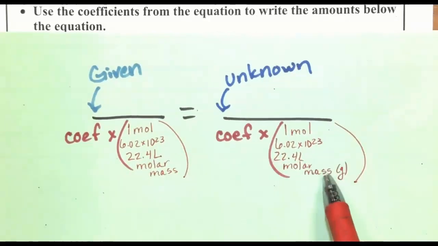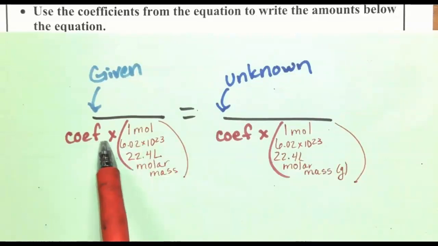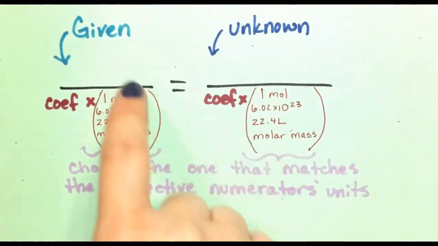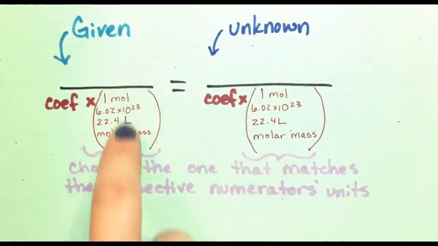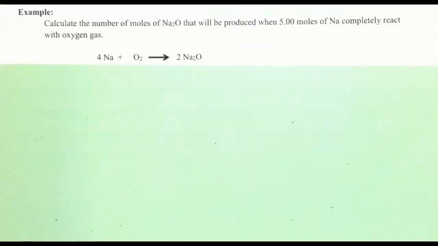Same thing on the right-hand side. We're going to multiply it by the coefficient from our balanced equation. So you want to choose the one that matches the respective numerator unit up here. So whatever unit's here is going to be which one of these you're going to put in the parentheses at the bottom. So let's see an example problem.